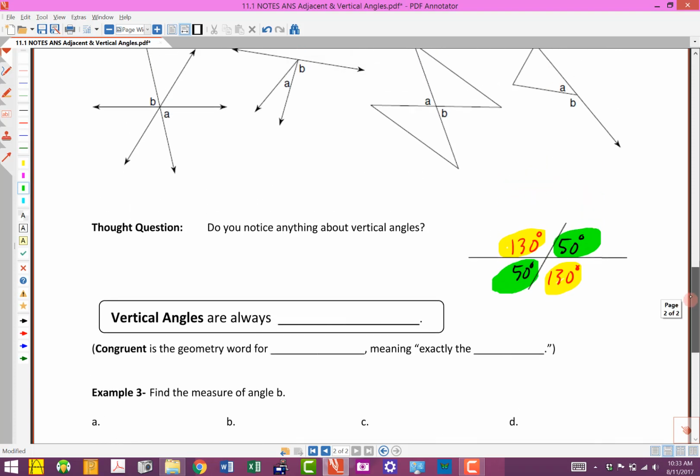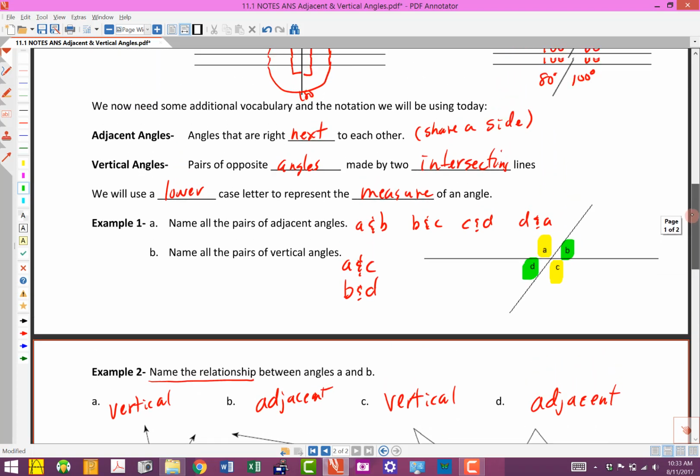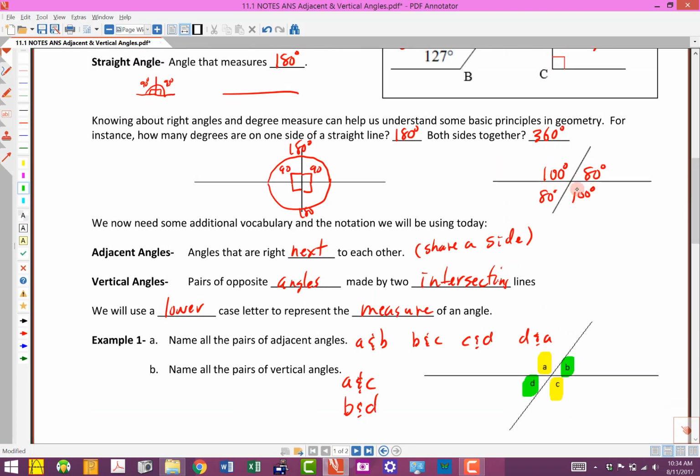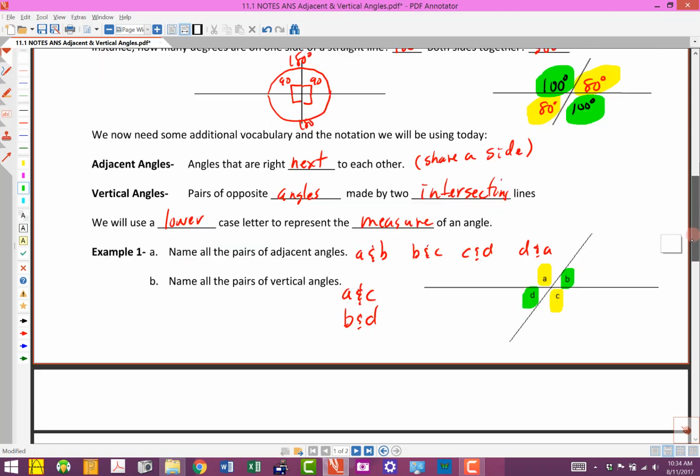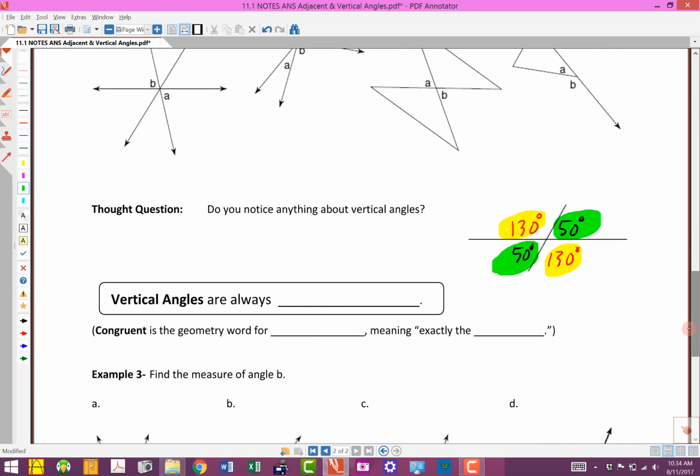And then I'm going to come back here and let's take a look at, I actually did this just a second ago. I did this right here without even using the vocabulary or the names, and you'll notice those two are vertical angles, and you'll notice that those two are vertical angles. So do you notice anything about vertical angles? Well, here's what we ought to notice. Vertical angles are always, and here's the word that we use for this, the word is congruent.